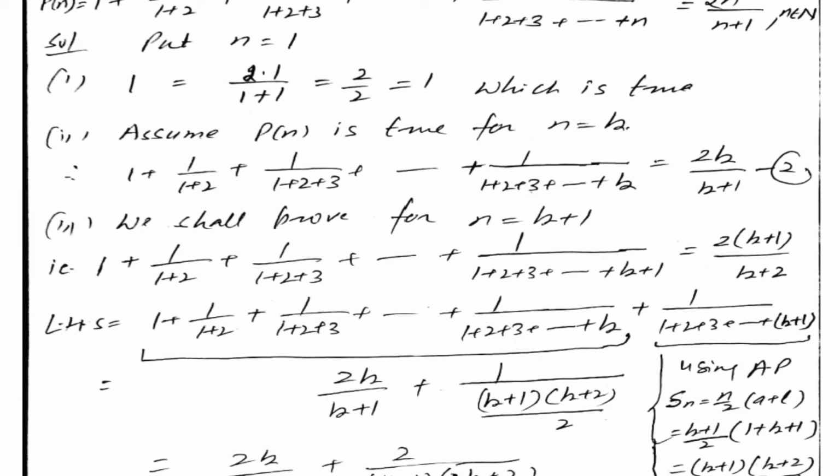Now let us simplify this term. This is 1 upon 1 plus 2 plus 3 up to k plus 1. It is an AP. The numbers are up to k plus 1. And we know the sum of n terms of an AP is n by 2 into a plus l, first term plus last term. Number of terms are what? k plus 1, so it can be written as n equal to k plus 1 by 2. First term is here 1. Last term is here k plus 1. So k plus 1 by 2 into k plus 2 by 2.